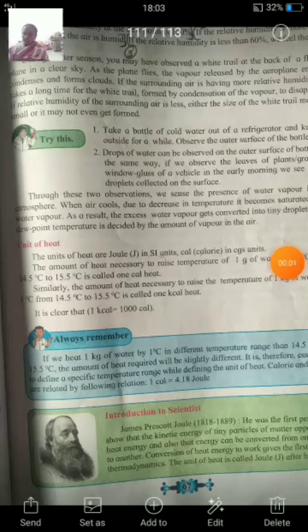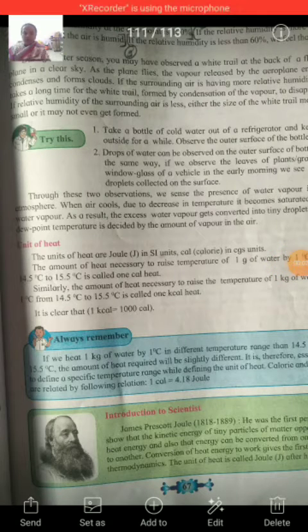In the last lecture, we studied the points dew point and humidity. Today, we will see our next point, that is the unit of heat. The units of heat are joule in SI units and calorie in CGS units.